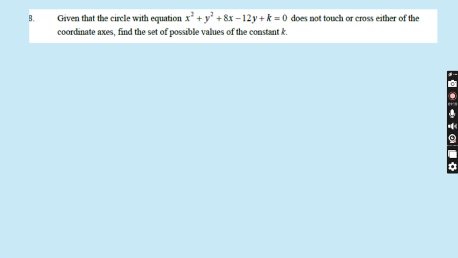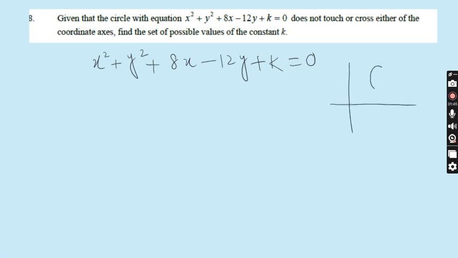Given that the circle with equation x square plus y square plus 8x minus 12y plus k equals 0 does not touch or cross either of the coordinate axes, find the set of possible values of the constant k. According to the condition, the circle does not cross the coordinate axes. Coordinate axes means it does not cross the x-axis and y-axis. Then we have to find the set of possible values of the constant k.